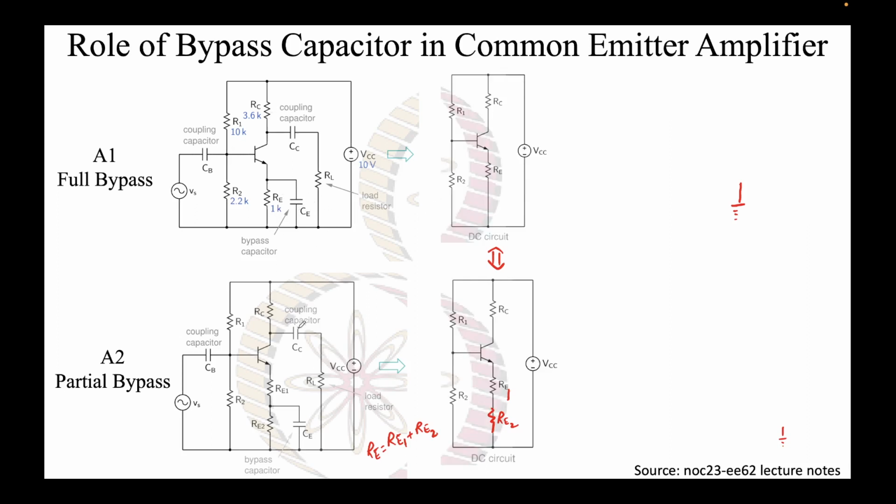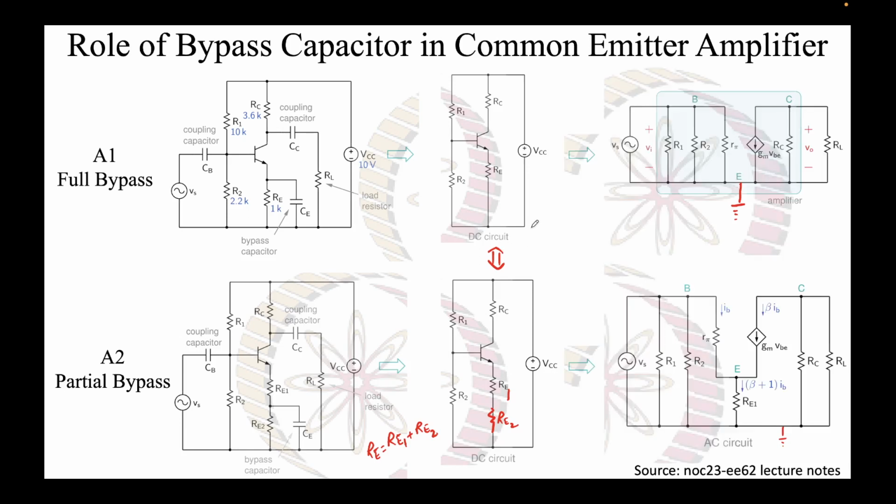All the capacitors will be open circuited, so DC circuits will remain the same for both of them. That is happening because Re here is nothing but Re1 plus Re2. So effectively DC circuits are equivalent, but there's a difference in AC circuits. Why? Because for A1, Re will be in parallel with a short when AC is applied. You can see the emitter here is directly connected to ground, which is not the case here. Here the emitter is connected to a resistor Re1, which is then connected to ground.